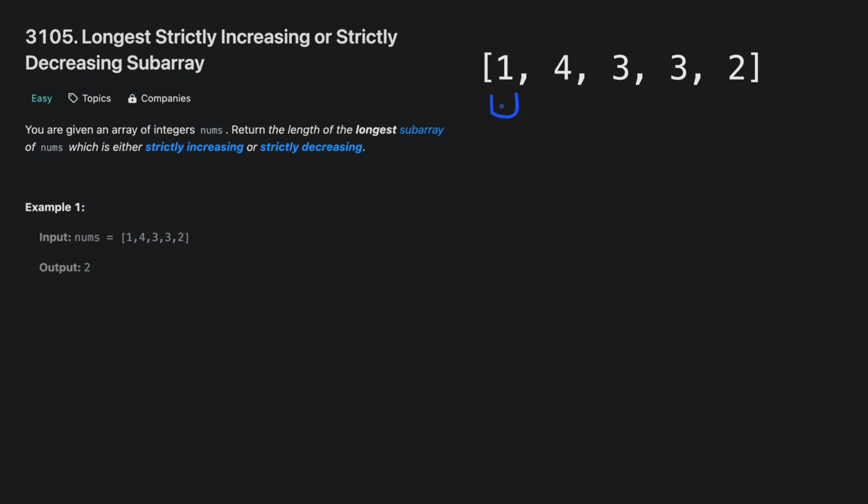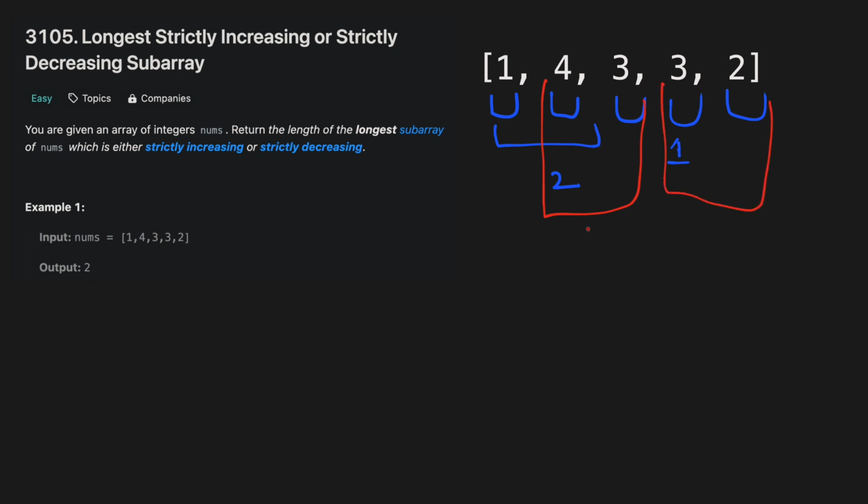increasing and strictly decreasing. So we can have strictly increasing subarrays of size 1 as 1, 4, 3, 3, 2, and subarray 1, 4 is strictly increasing subarray of size 2. Similarly, for strictly decreasing subarrays, we can have the elements 1, 4, 3, 3, 2 as subarrays of size 1, and the subarrays 4, 3 and 3, 2 are strictly decreasing subarrays of size 2. So the maximum length of the strictly increasing subarray or the strictly decreasing subarray was equal to 2. So we will return 2 as our answer.